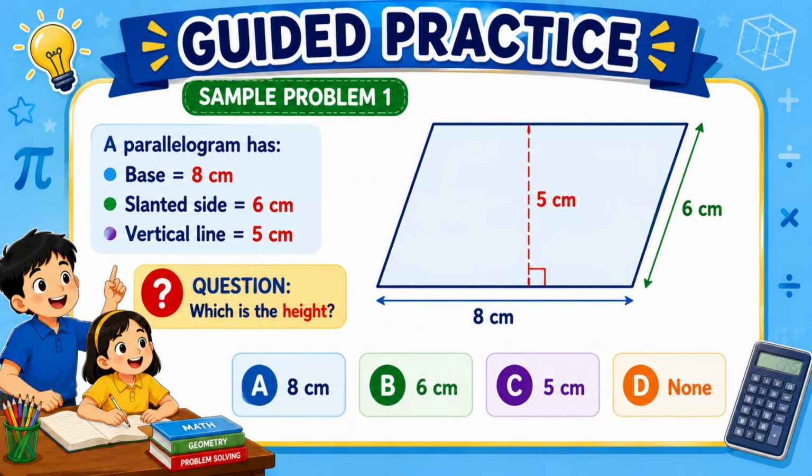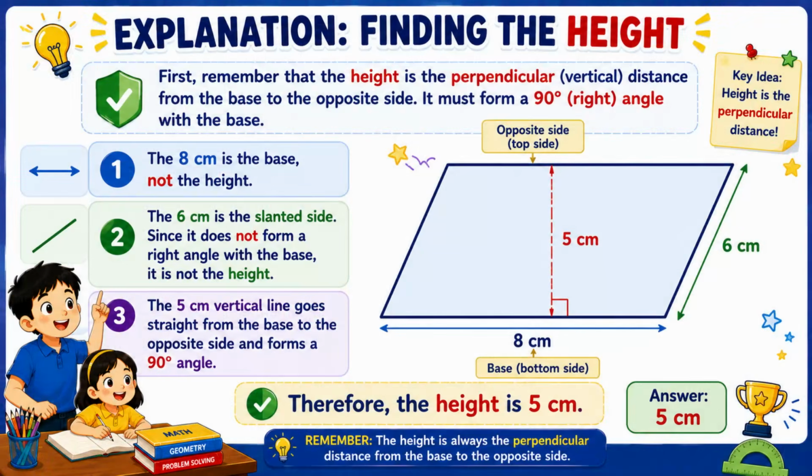A parallelogram has base equals 8 centimeters, slanted side equals 6 centimeters, vertical line equals 5 centimeters. Question: which is the height? Let's identify the height of the parallelogram.